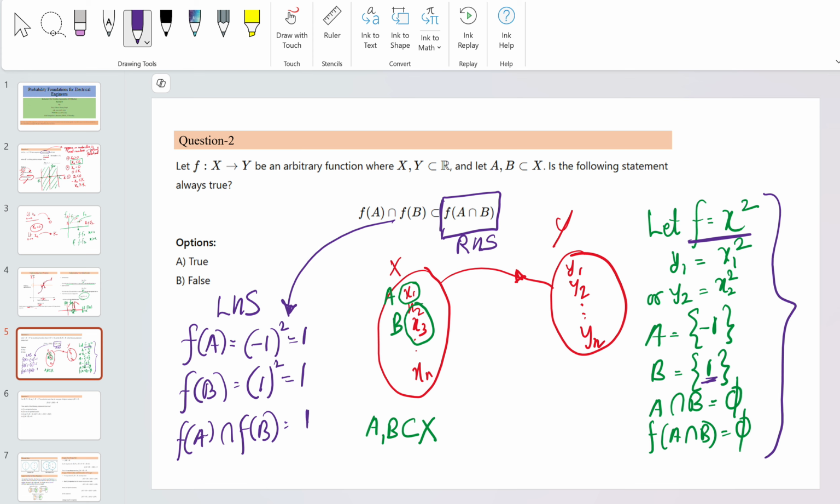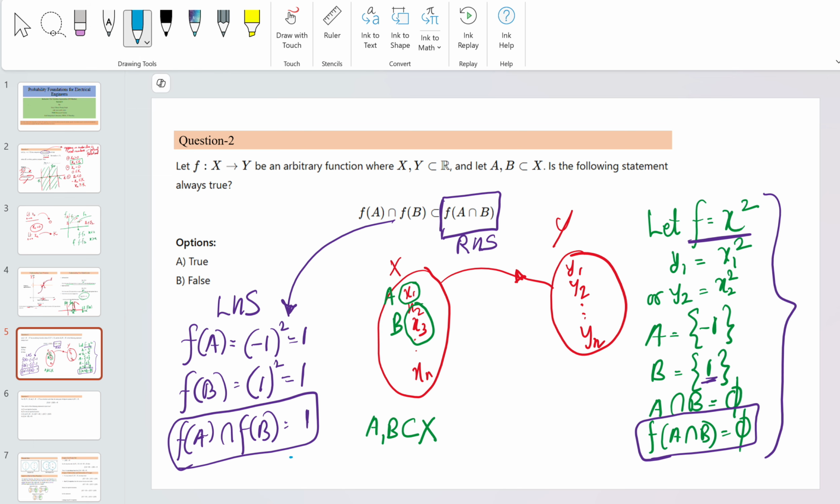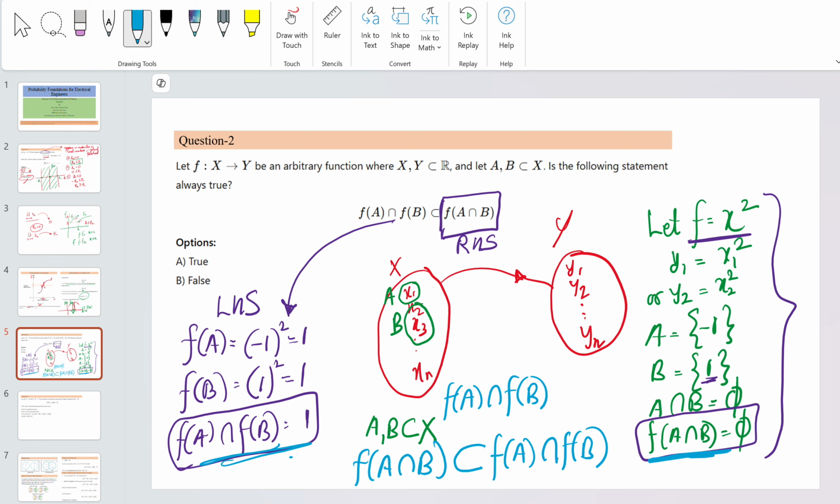So f(A intersection B) is phi and f(A) intersection f(B) is equal to 1. It means there is one element belonging in between f(A) and f(B). When you see that f(A intersection B) is a subset of f(A) intersection f(B), but not conversely. Conversely, it is not possible that f(A) intersection f(B) is a subset of f(A intersection B).